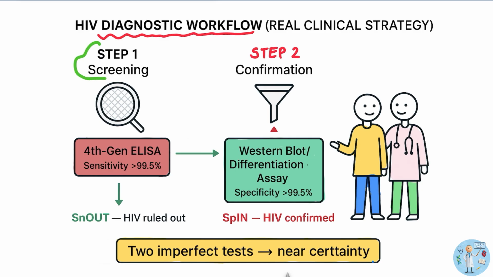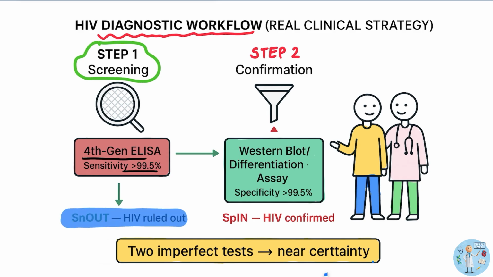So step one is always a screening test. Typically something like a fourth-generation ELISA assay. This is your net. It is designed for maximum sensitivity, often over 99.5%. The goal is just do not miss a case. The consequences are too high. Precisely. So if that test comes back negative, what do we do? SnOUT. Sensitivity rules out. You can be very confident that person does not have HIV. Right. They can go home with peace of mind.